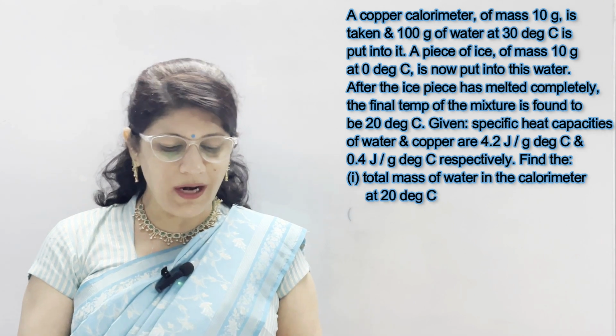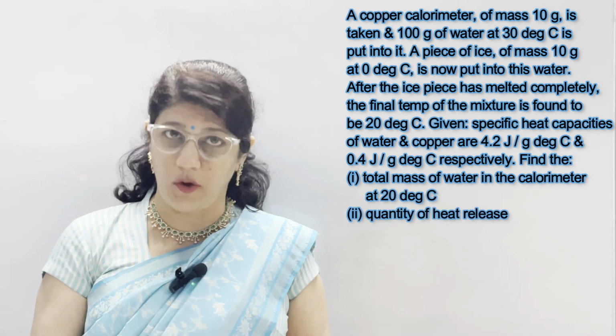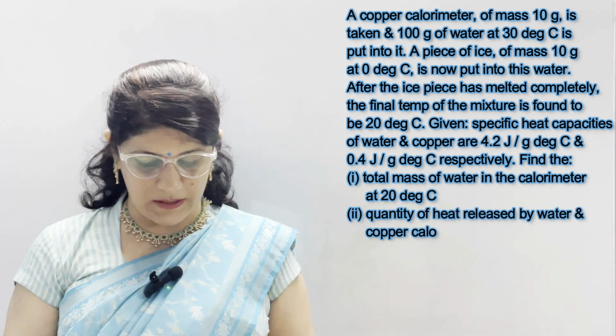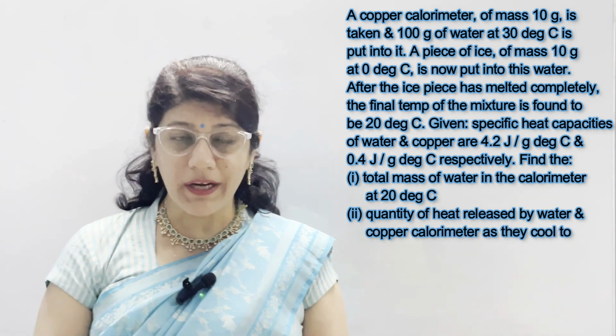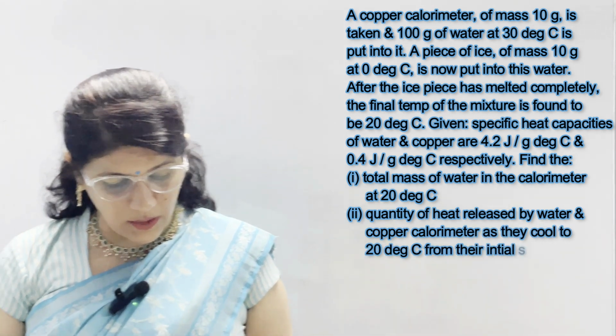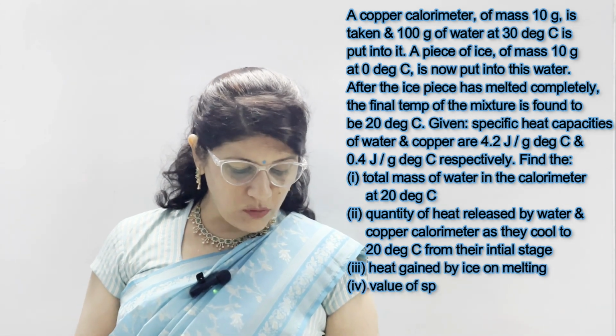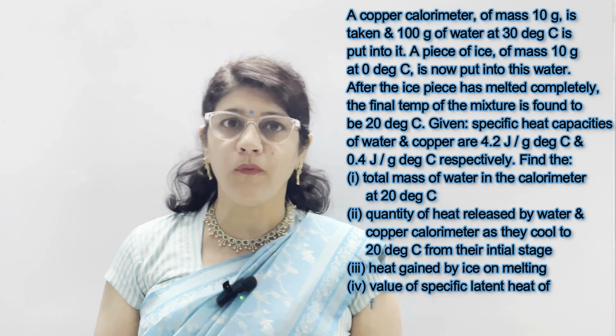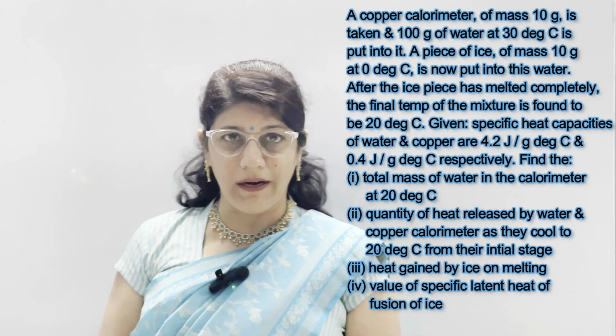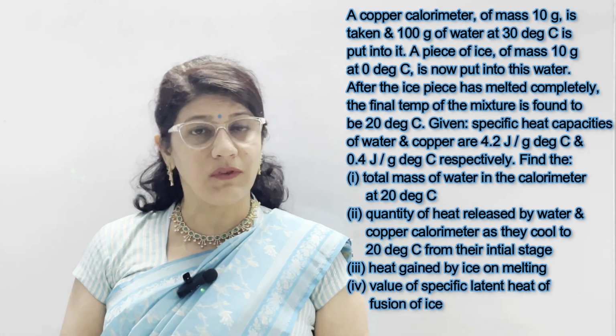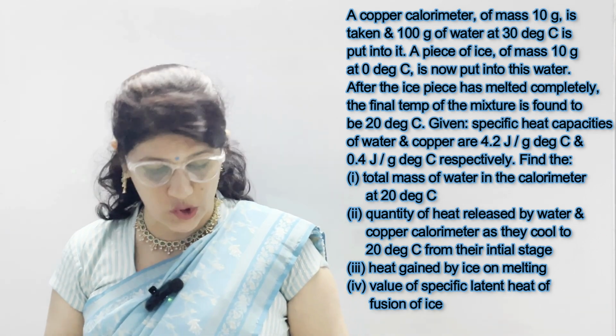Find, in the first part, the total mass of water in the calorimeter at 20 degrees Celsius. Then the quantity of heat released by water and calorimeter. Third, heat gained by ice on melting. And fourth, the value of specific latent heat of fusion of ice. In 4 parts, we will get 4 marks if this type of numerical comes in examination.